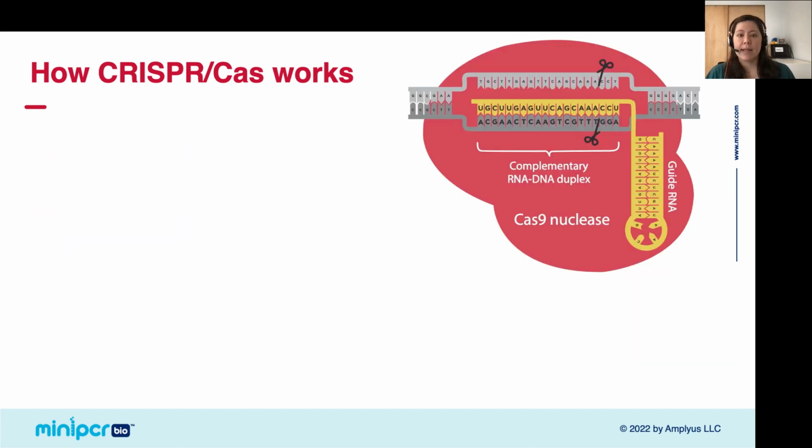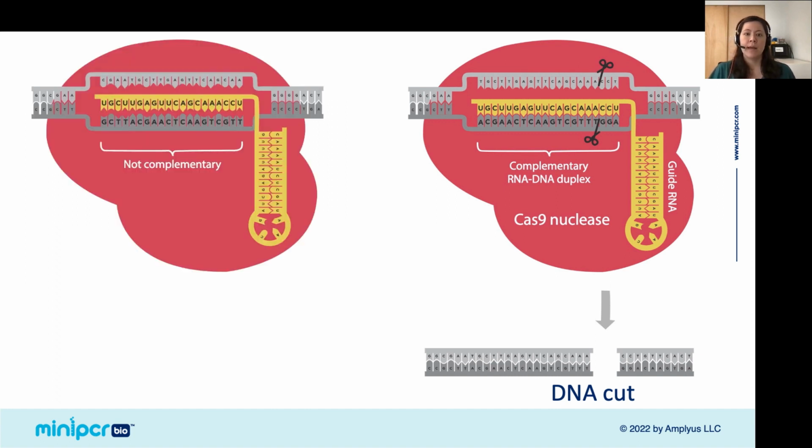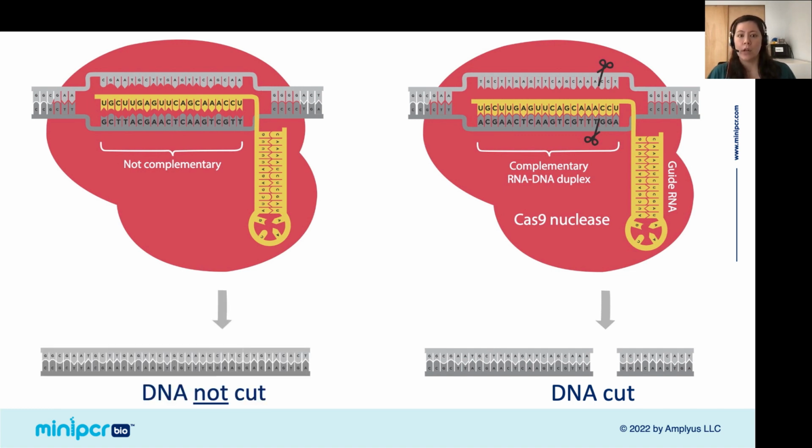At one end of the guide RNA is a sequence of approximately 20 bases that determines where Cas9 will cut the DNA. When this 20 base sequence binds with a complementary DNA sequence, then Cas9 will cut the DNA. Here's the same guide RNA interacting with a different DNA sequence. Because the guide RNA is not complementary to the DNA here, Cas9 will not cut the DNA.